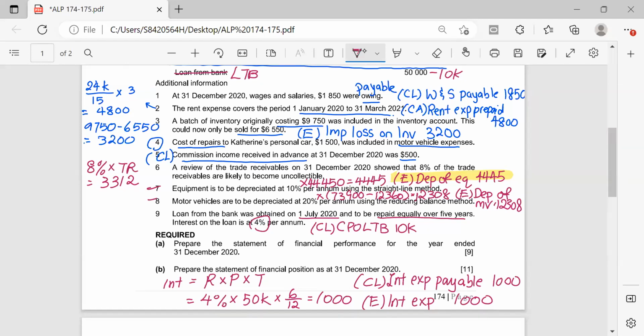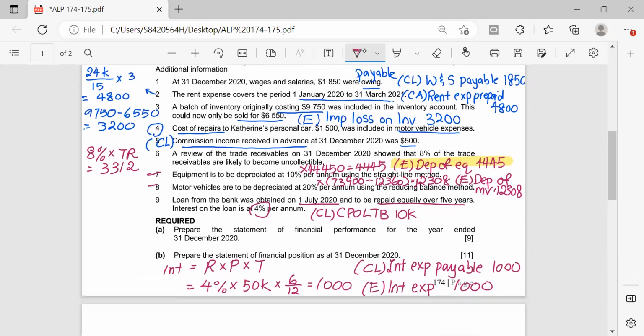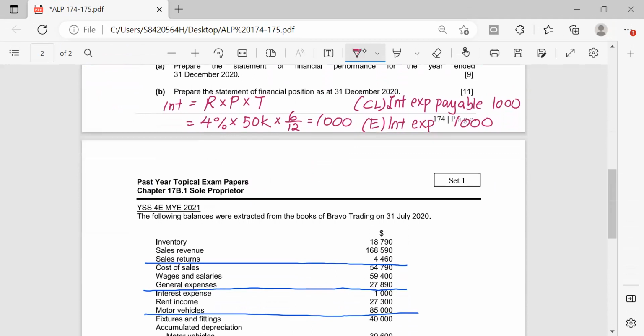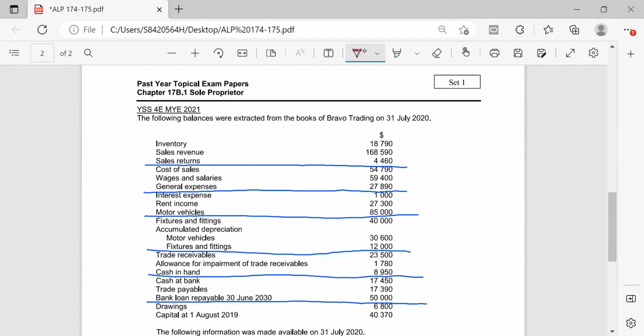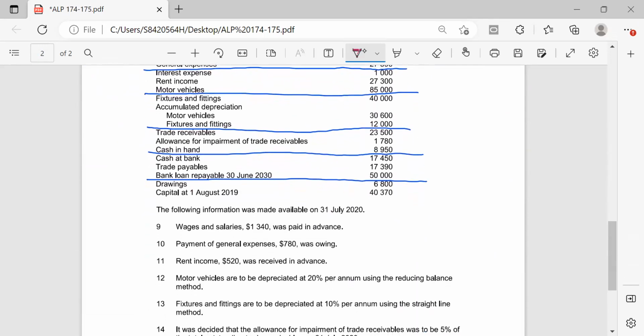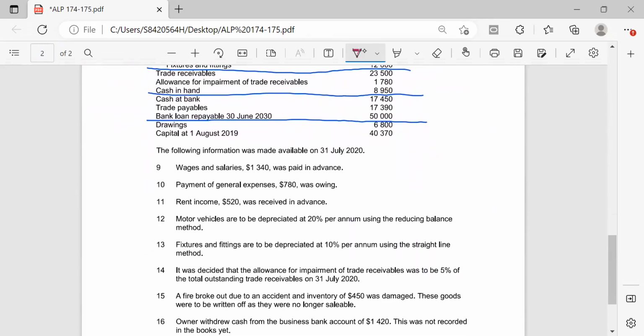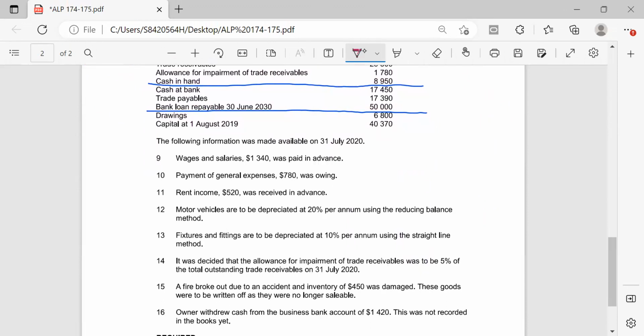For the next question, it's actually quite doable. It's not that difficult. The first few, I think, are quite similar. Maybe only number 15 is a simple impairment loss. So this 15, there's a fire. So this one is the one on the next page, on page 175.